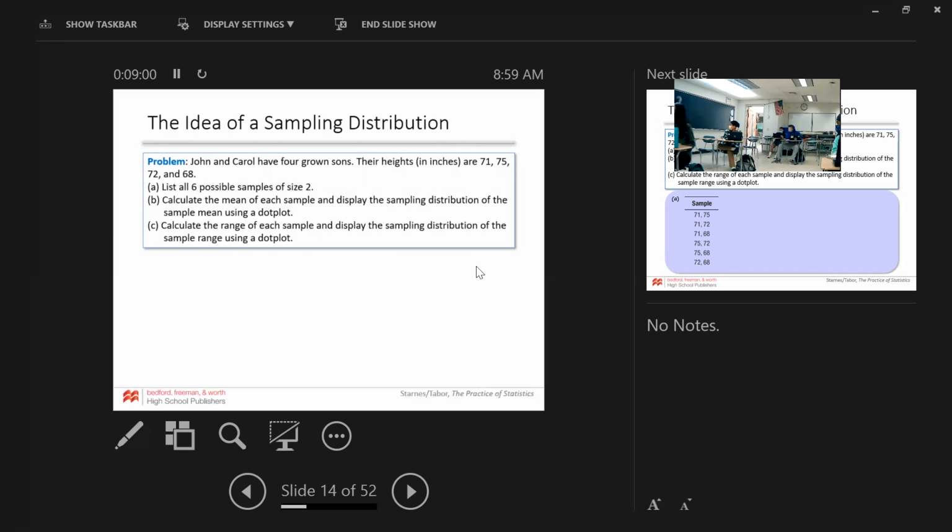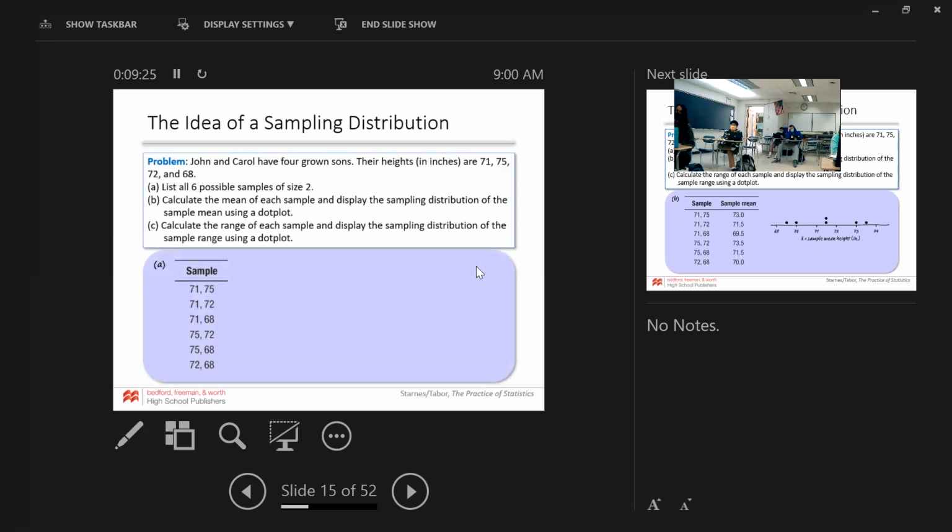Which means 4 times 3 times 2 times 1 over 2 times 1 times 2 times 1. 12 divided by 2 is 6. So there's 6 ways to pair up those children. A combination, order doesn't matter. Let's calculate the mean of each and do a dot plot.